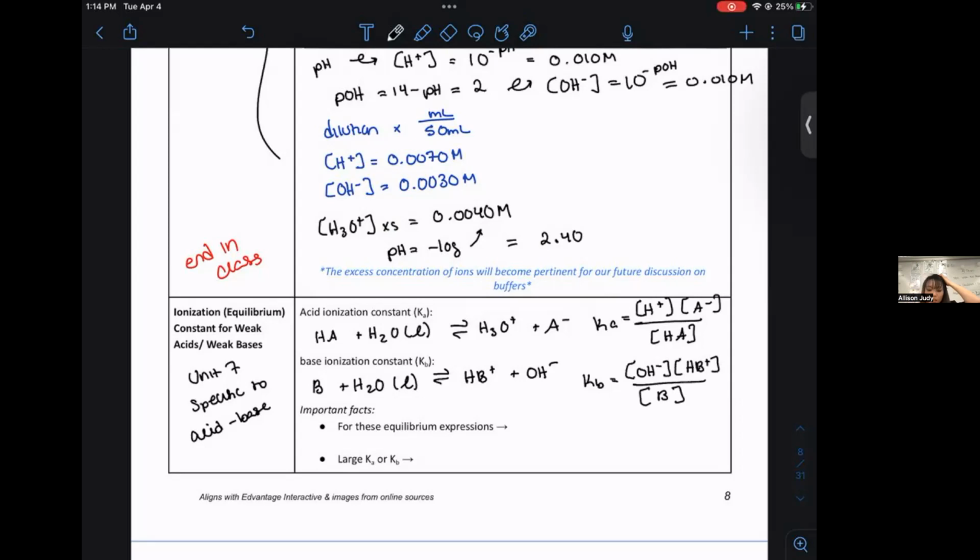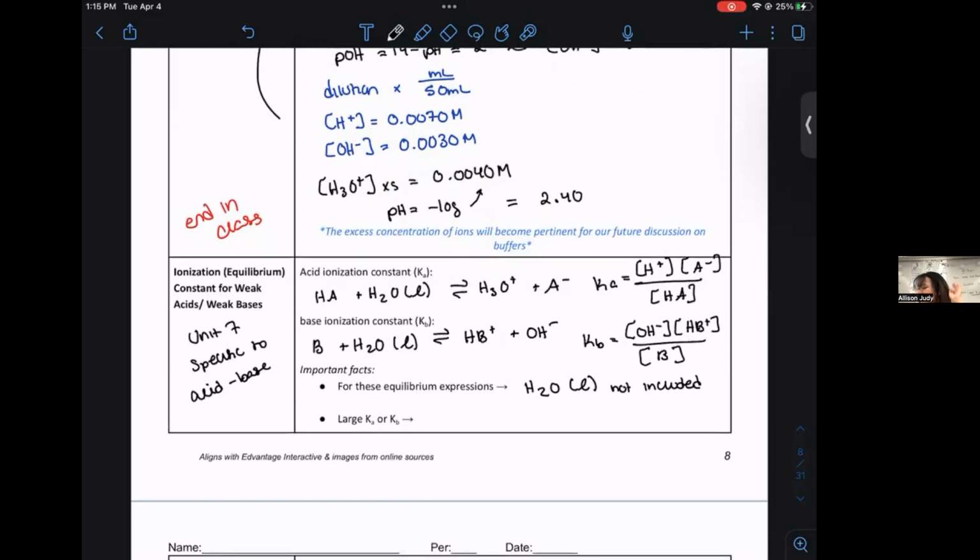Important facts for these equilibrium expressions. H2O, remember, is not included because it's a liquid. Notice we don't have water at all involved in the reactant portion of the expression, the denominator. I sneak peeked at this early on when we were talking about acid base strength, but a large Ka means you're a better acid, because you have more ions. To mathematically have a larger Ka, you'd have to have more ions.